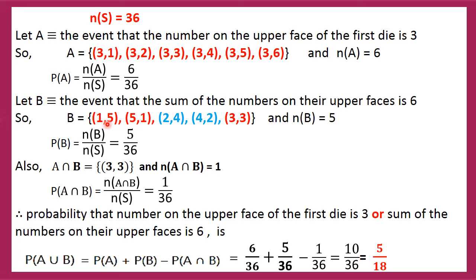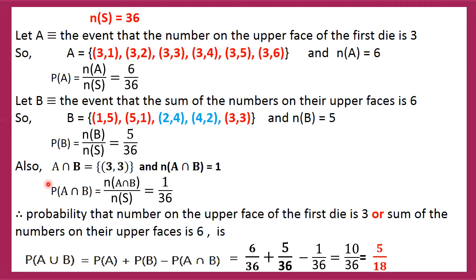So 1 plus 5 is 6, 5 plus 1 is 6, 2 plus 4 and 4 plus 2, 3 plus 3. All these elements give the sum 6. So the number of elements of B is equal to 5. So we can find P of B as n of B upon n of S, which is equal to 5 upon 36.